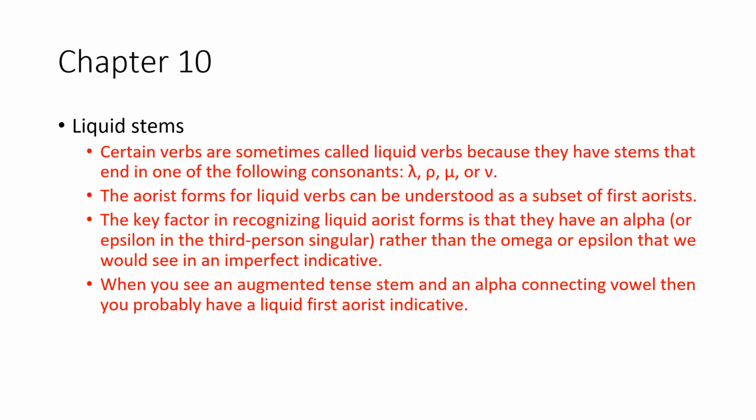The key factor in recognizing liquid aorist forms is that they have an alpha or epsilon in the third person singular rather than the omega or epsilon that we would see in an imperfect indicative. When you see an augmented tense stem and an alpha connecting vowel, then you probably have a liquid first aorist indicative.